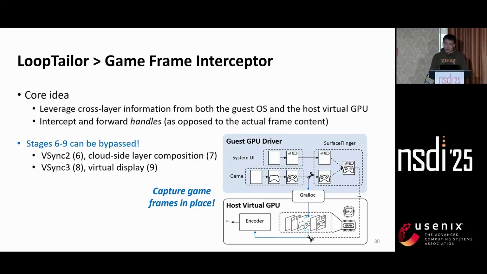To realize low overhead frame interception, game frame interceptor breaks the virtualization boundary and captures game frames in place. This figure shows the workflow of GFI. The core idea is to leverage cross-layer information from both the guest system and the host virtual GPU to intercept and forward handles, so as to minimize data copies. Due to time limit, please refer to the paper for implementation details. With the game frames intercepted, stages 6 to 9 in the original graphics pipeline can be bypassed.